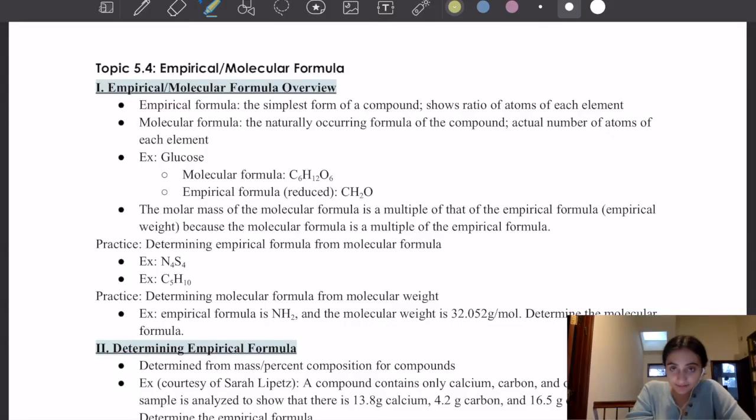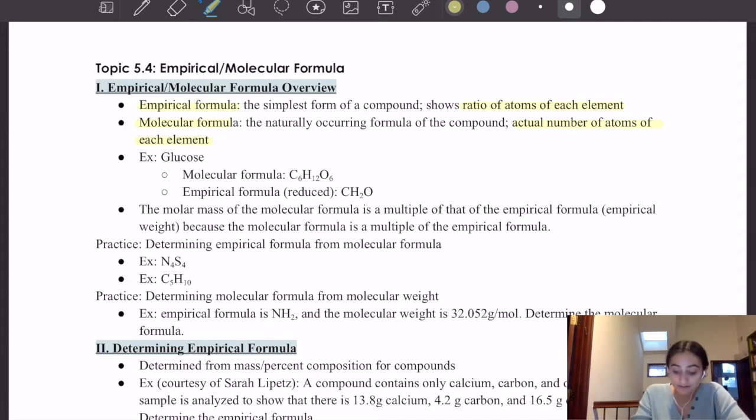So I'm going to first explain the difference between an empirical and molecular formula. The empirical formula is the simplified version of a chemical formula, and it shows the ratio of atoms of each element. It's like if you were to simplify the fraction 8/10 to 4/5. 4/5 is divided by 2, and it is simplified. Then we have the molecular formula, which is like the 8/10. It is the naturally occurring formula of the compound, and it shows the actual number of atoms of each element. And you can simplify the molecular formula in order to get the empirical formula.